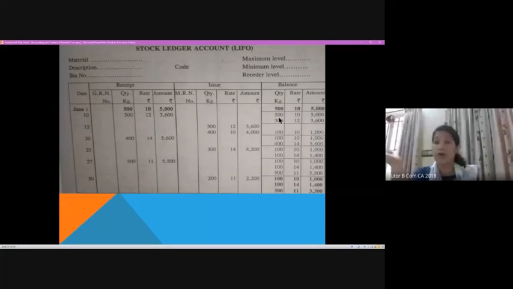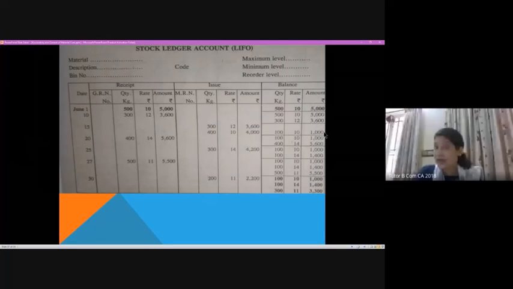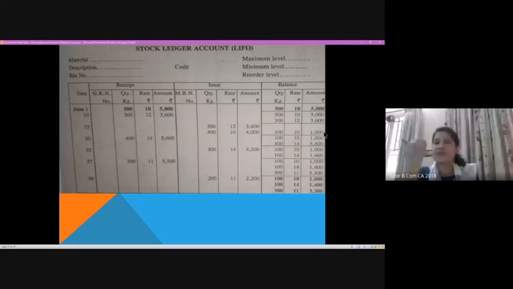So what is left for us on that day would be 100 at the rate of, we have to see what is the rate. The rate applicable here is 10. 100 at the rate of 10, that is 1,000. Are you there with me? So this would be last in, first out. That's the only thing which you have to understand.